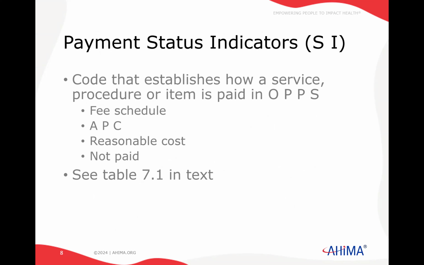Now we get into the topic of status indicators, or SI. These are codes that establish how a service, a procedure, or an item is paid in the OPPS system. These include things that are paid by the fee schedule, the APC, reasonable cost, and in some cases, some things are not paid. You can see this in detail in table 7.1, and I'd encourage you to give that some close attention.